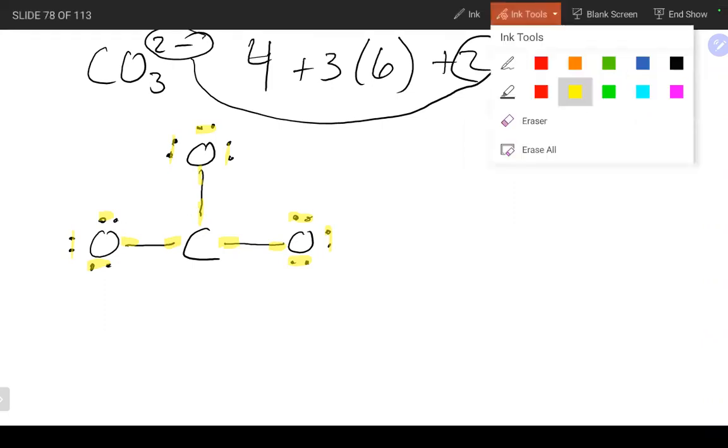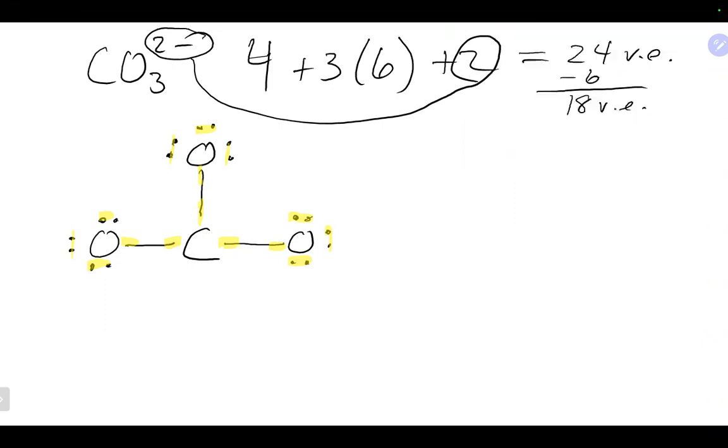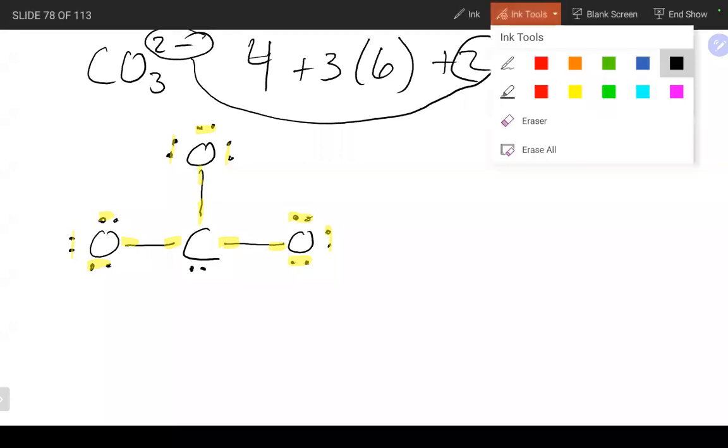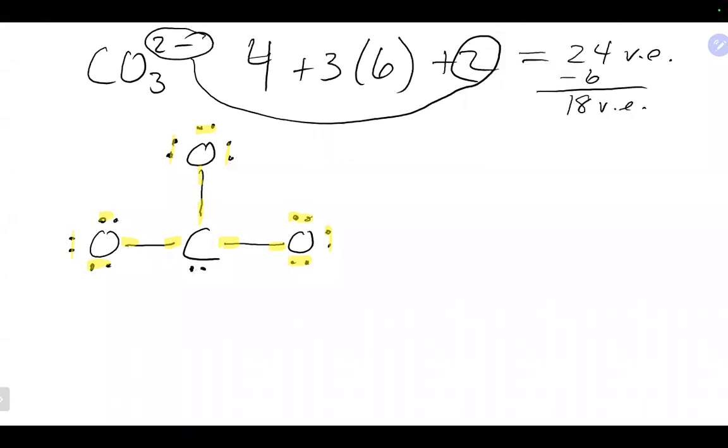So I need to get that guy to 8. Can I just put some dots in there? I cannot, because now how many total electrons do I have? I have 26, which is not 24. So this is a situation where we did not meet the octet rule. We want to fix it by trying to make a double bond. In this case, we could make the double bond at any oxygen you choose because they're all the same.